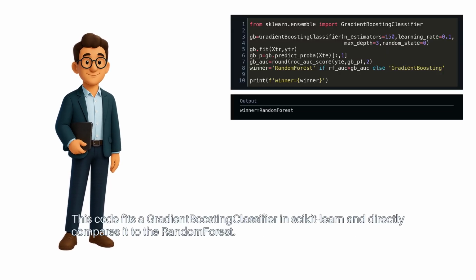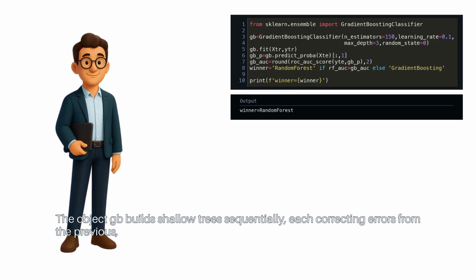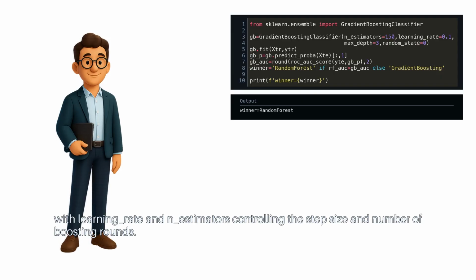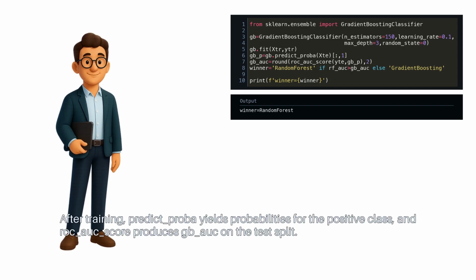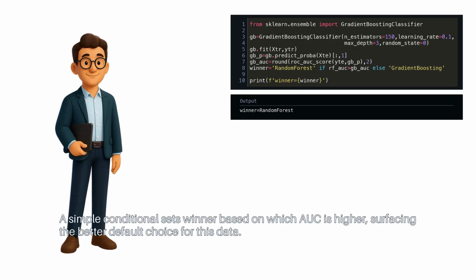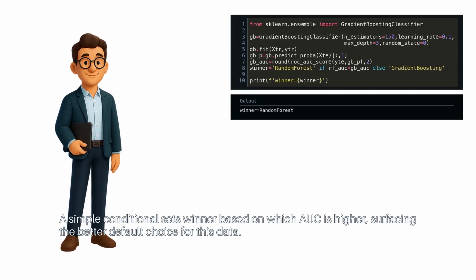This code fits a gradient boosting classifier in scikit-learn and directly compares it to the random forest. The object gb builds shallow trees sequentially, each correcting errors from the previous, with learning rate and n_estimators controlling the step size and number of boosting rounds. After training, predict_proba yields probabilities for the positive class, and roc_auc_score produces the GB AUC score on the test split. A simple conditional sets winner based on which AUC is higher, surfacing the better default choice for this data.